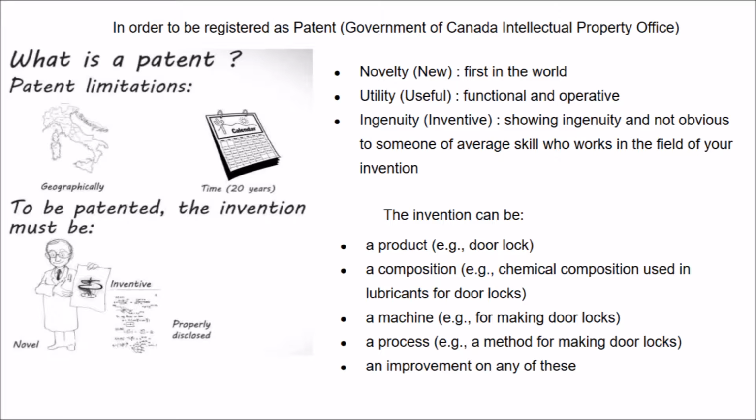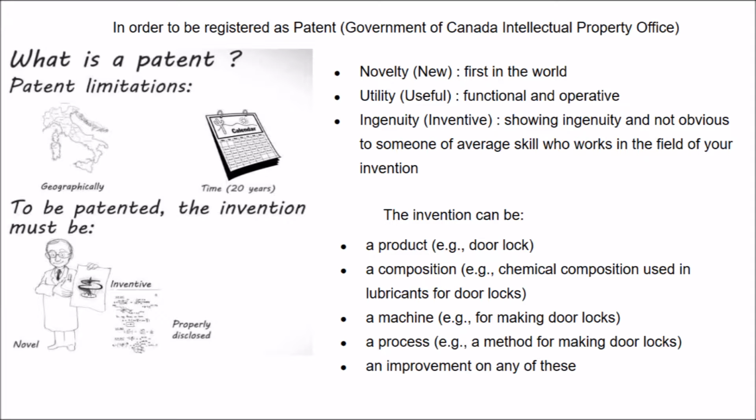An invention can be a product, for example door locks; a composition, such as chemical compositions using lubricants for door locks; a machine for making door locks; a process, a method for making door locks; or an improvement of any of these that I've mentioned above. And now I shall pass this on to Tony, who will be explaining how to obtain a patent and its processes.